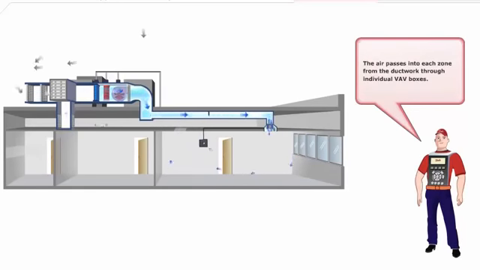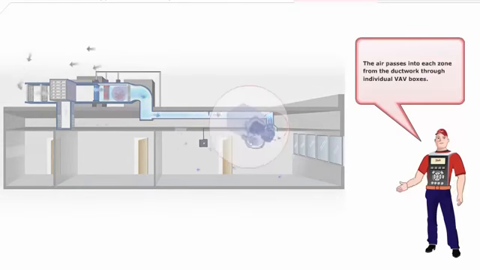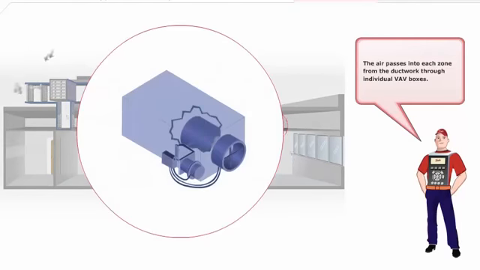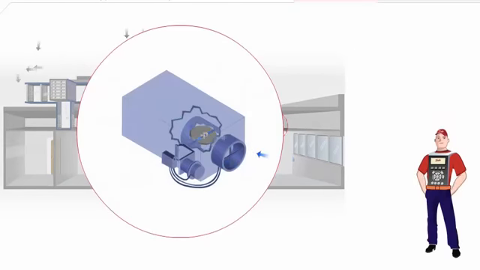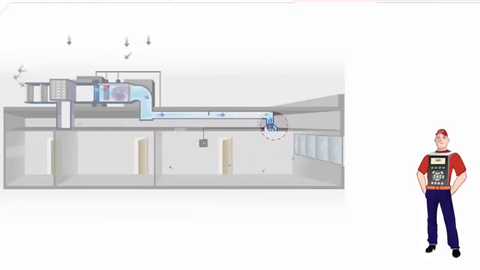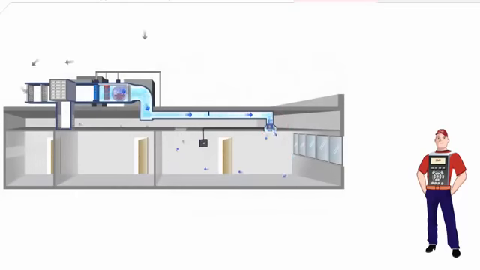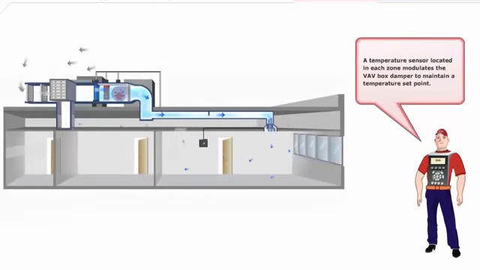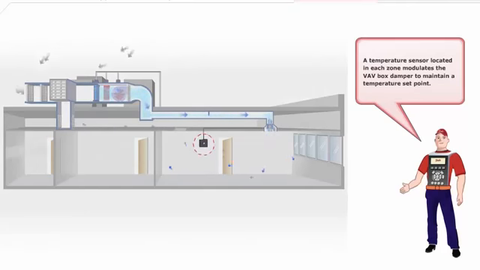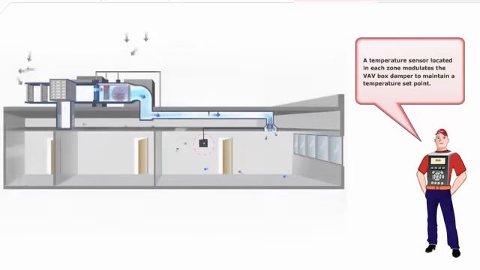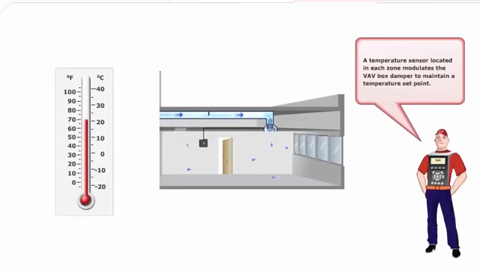The air passes into each zone from the ductwork through individual VAV boxes. A temperature sensor, located in each zone, modulates the VAV box damper to maintain a temperature set point.